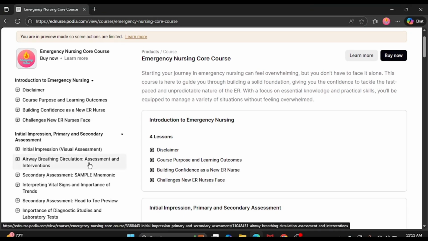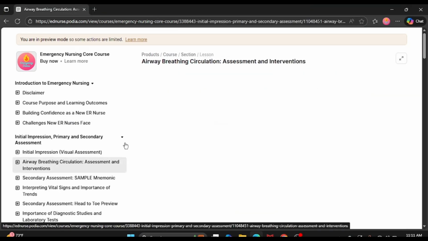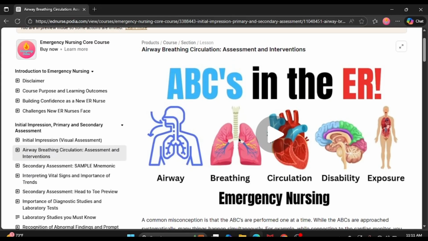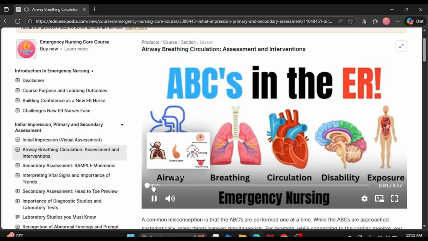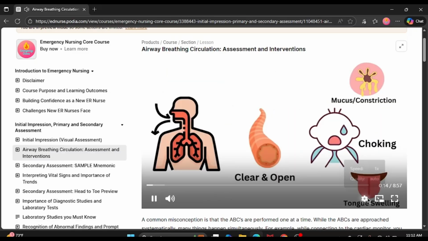In the ER, we handle emergencies, and it always starts with airway, breathing, and circulation. So let's go over the assessments and interventions of the ABCs. The ABCs help us stay organized. Let's get into airway. We'll first discuss assessments, then interventions.